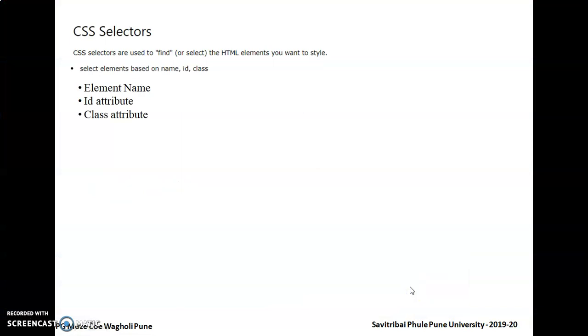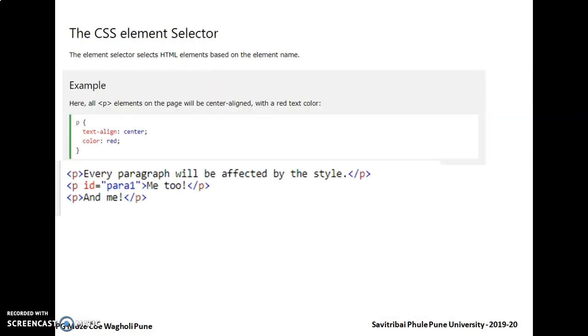Next, how we can apply a CSS property to an HTML element. There are three ways we can apply a CSS property to an HTML element: first, using the element name; second, using the ID attribute of an HTML element; and third, the class attribute of an HTML element. Now consider the first, the CSS element selector.